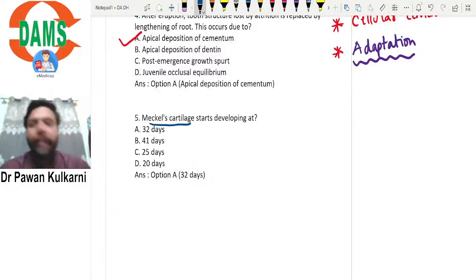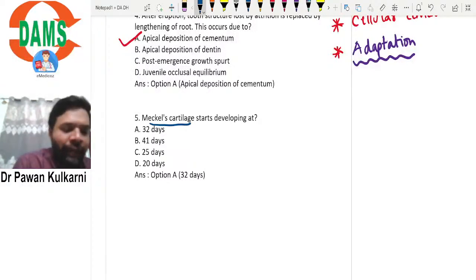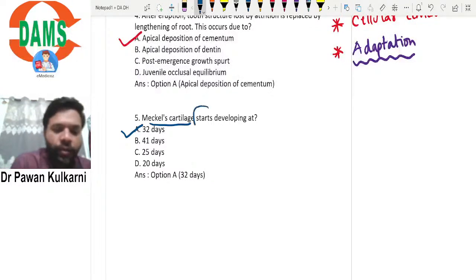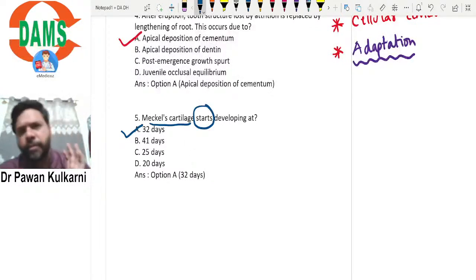This is a memory based question, that it starts developing at 32 days. That is almost 1 month of intrauterine life. In the mother's womb, around 32 days, that is 1 month, Meckel's cartilage starts developing. Please remember the word starts, that means it begins.